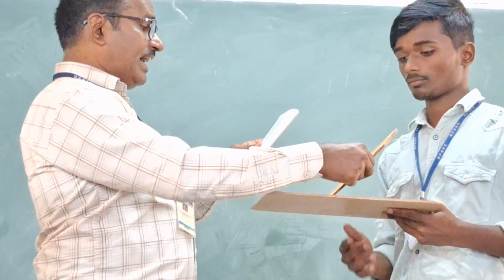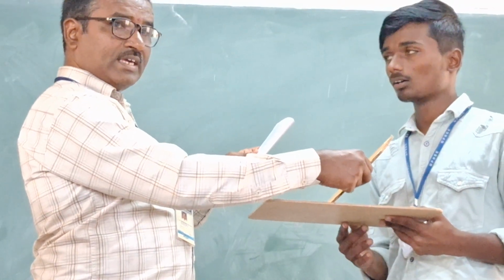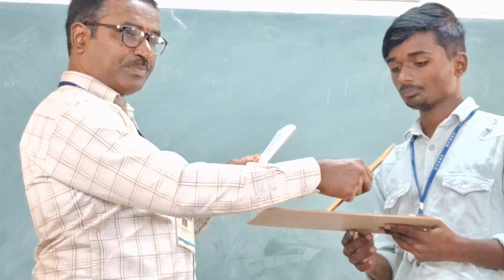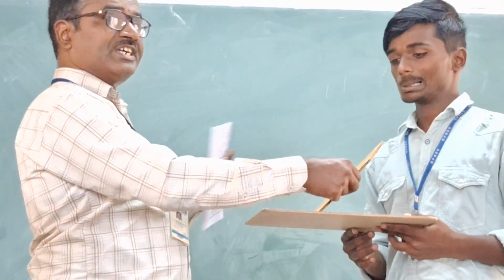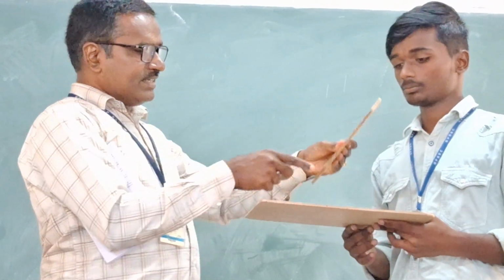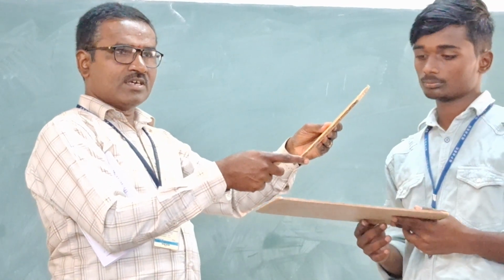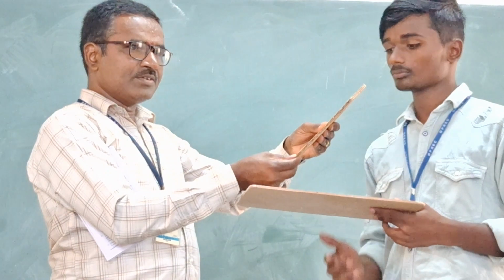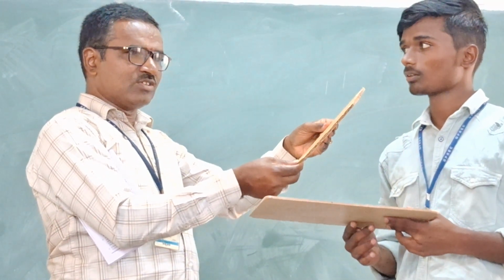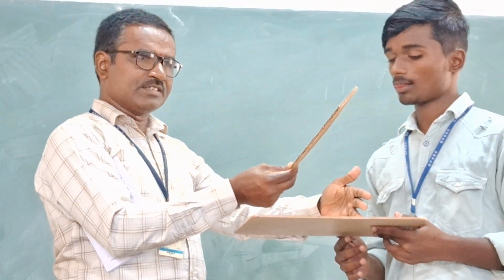And a side parallel to the HP, and inclined at an angle of 60 degrees to VP. This side is parallel to HP and this side is 60 degrees inclined to the VP. So the surface is inclined to 30 degrees.